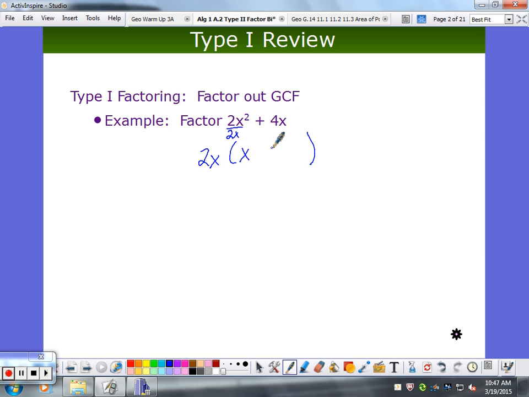2x times something got me that positive 4x. Plus 2, we check it by multiplying that. That's 2x squared plus 4x when I distribute back and it matches. So I got it. Type 1. Yay, only 4 more types to go.